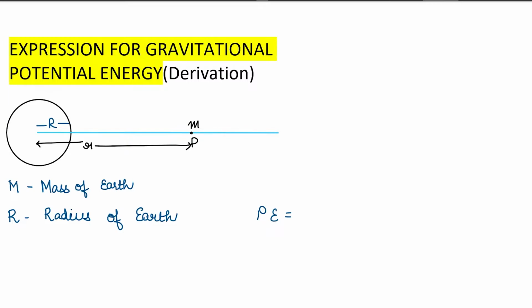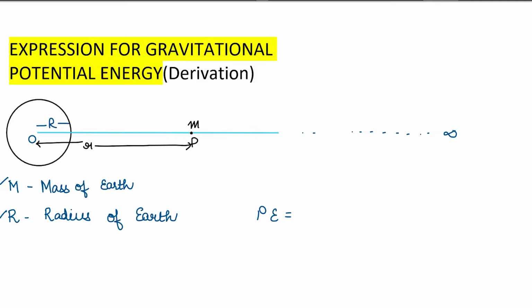We'll consider our first body as Earth, which is fixed, and assume that the Earth is a uniform sphere of mass capital M and radius r. We wish to calculate the potential energy of a body of mass m located at point P such that OP is equal to r. By definition, the gravitational potential energy of this body is the work done in bringing it from infinity to this point P.